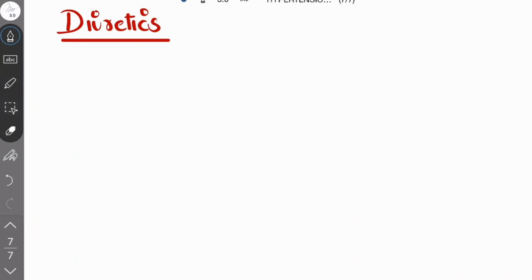First, you see thiazide diuretics. These are commonly used diuretics. Thiazide diuretics. Where do thiazides act?